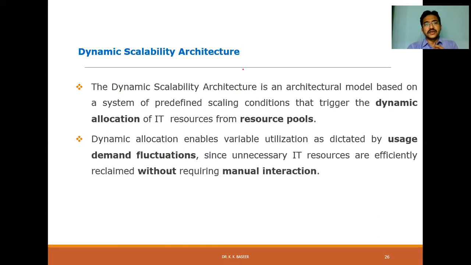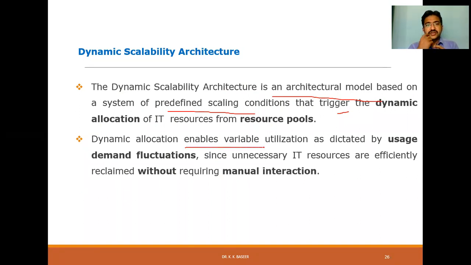So dynamic scalability architecture, the main objective is an architectural model based on system predefined scalability conditions. As I said, we have scalability conditions, maybe horizontal and vertical. Based on that, it will trigger, meaning it will call the dynamic allocation of IT resources from resource pools. Now this dynamic allocation enables variable utilization as dictated by the usage demand fluctuations, and unnecessary IT resources are efficiently reclaimed without any manual intervention.